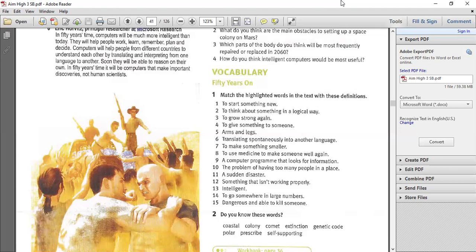Intelligent means smart. To go somewhere in large numbers: flock. Dangerous and able to kill someone: life-threatening. Okay.